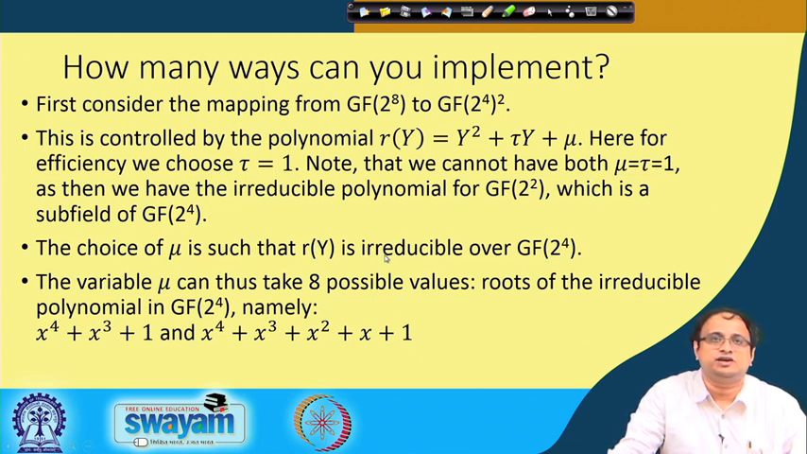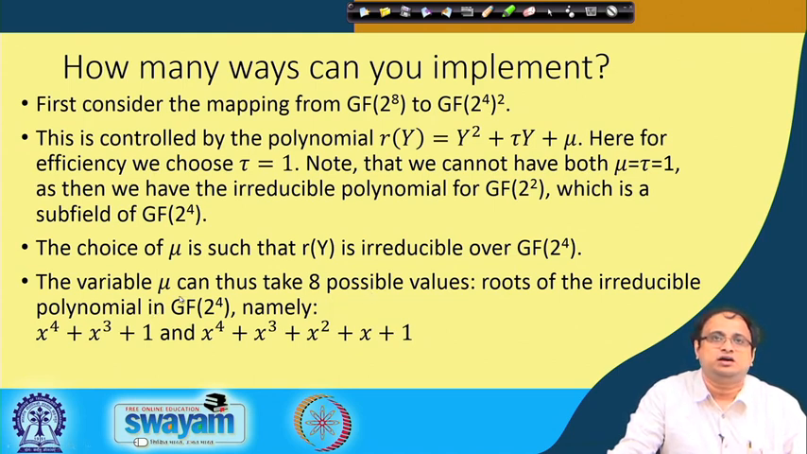So, that means if you express mu as a polynomial, then it does not factor in the field GF(2^4). So, there are two irreducible polynomials, and therefore mu can take 8 possible values. Okay, so mu can take 8 possible values.